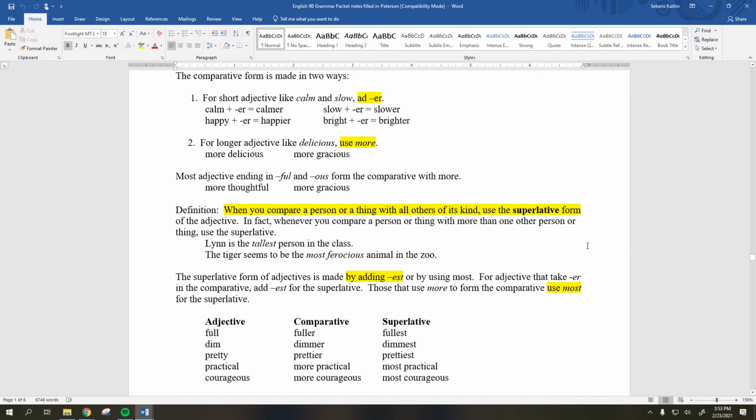The superlative form of the adjective is made by adding est or using the word most in front of it. For an adjective that would have taken the er ending for the comparative form, change that to est for the superlative. For those adjectives that used more in the comparative form, you'll use most for the superlative.